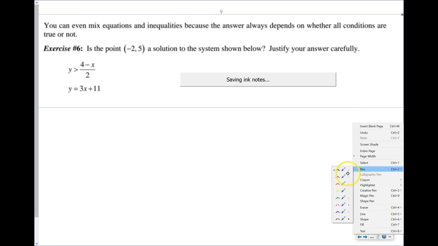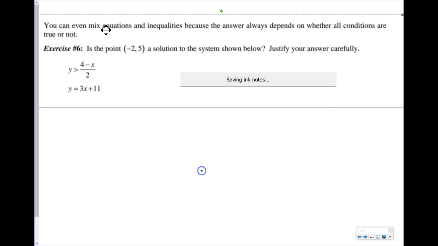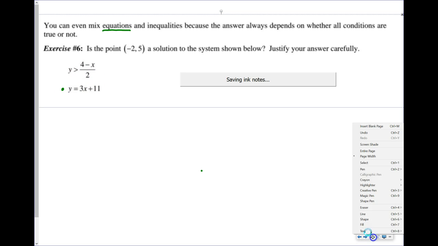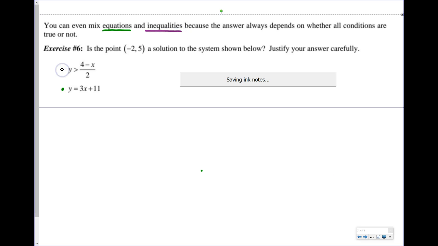Just ignore it. So this problem says you can mix an equation, so here's my equation, the green one, and you can mix an inequality. Well, this is my inequality, the top one. One has an inequality sign and one has an equation. The same principle holds true. Is the point a solution to this system? We do the exact same thing. We plug it in and see if it works.